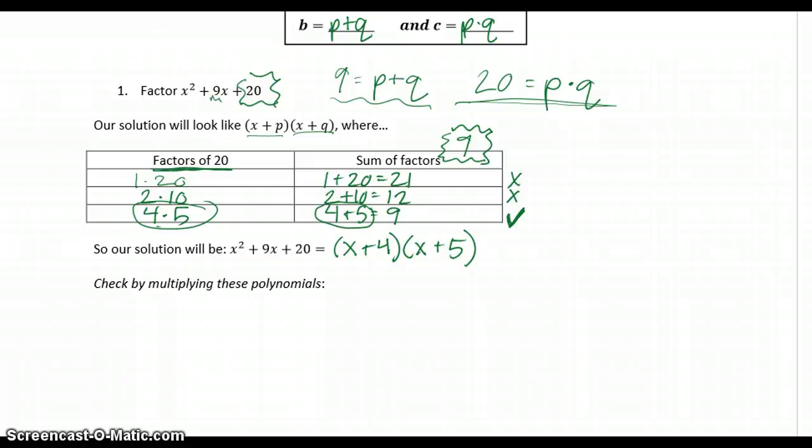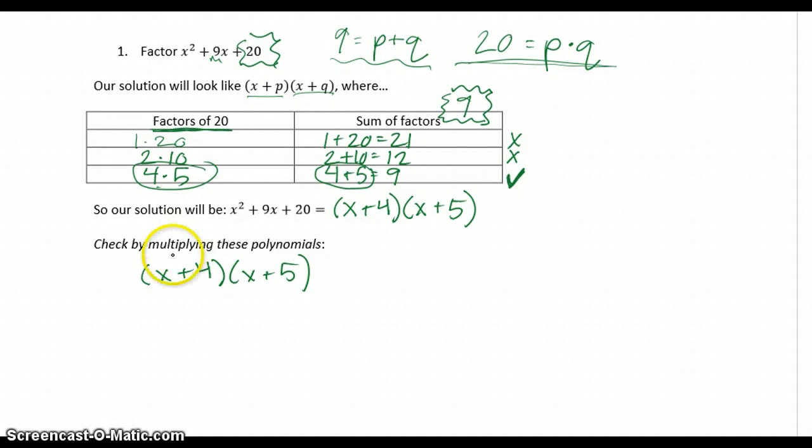We can check this, though, to make sure that we did it correctly by multiplying the polynomials out. So if I multiply x plus 4 and x plus 5 by distributing, I get x times x is x squared, x times 5 is plus 5x, 4 times x is plus 4x, and 4 times 5 is plus 20.